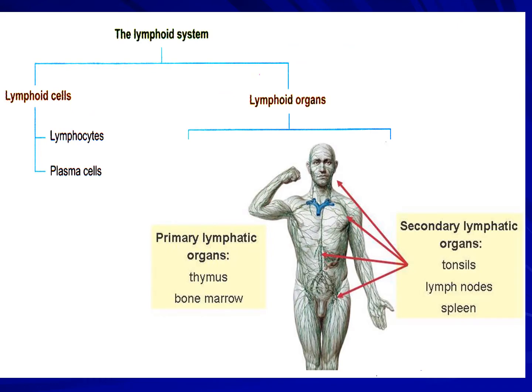What about the lymphoid system? It comprises of two major parts. One is the lymphoid cells and the other one is the lymphoid organs. Lymphoid cells, you have lymphocytes and plasma cells. These are the two kinds of lymphoid cells. What about the lymphoid organs? There are again two different kinds of lymphoid organs: primary lymphatic organs and secondary lymphatic organs. Primary lymphatic organs comprise the thymus and the bone marrow. Secondary lymphatic organs comprise tonsils, lymph nodes, as well as the spleen.